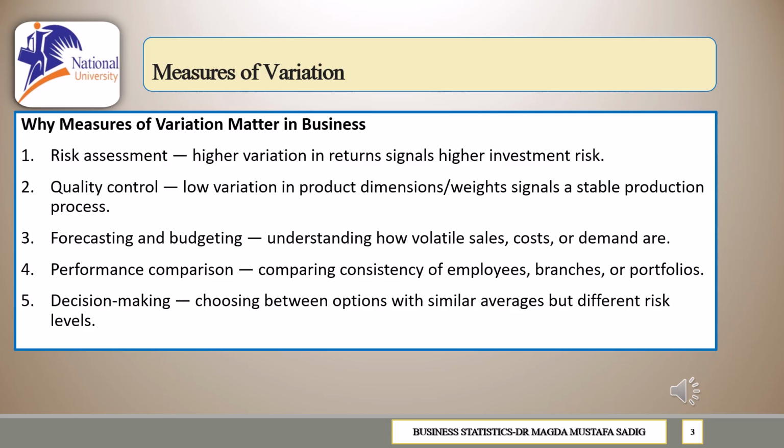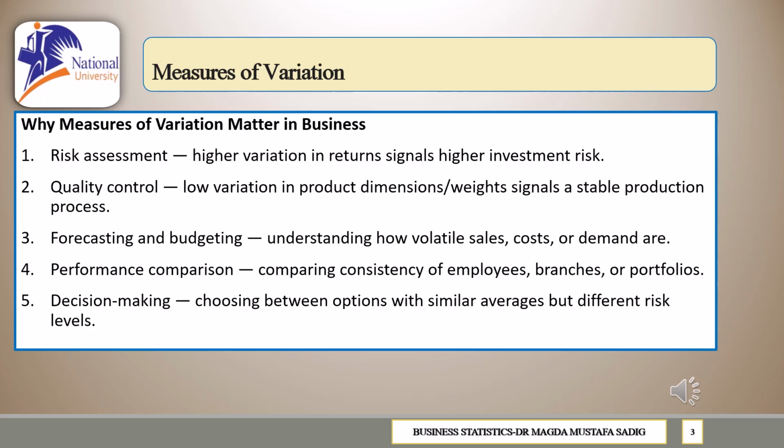Fourth, performance comparison. Variation can also help us compare the consistency of employees, sales branches, companies, and investment portfolios. An employee who produces almost the same high-quality performance every month may be considered more reliable than an employee whose performance changes dramatically.